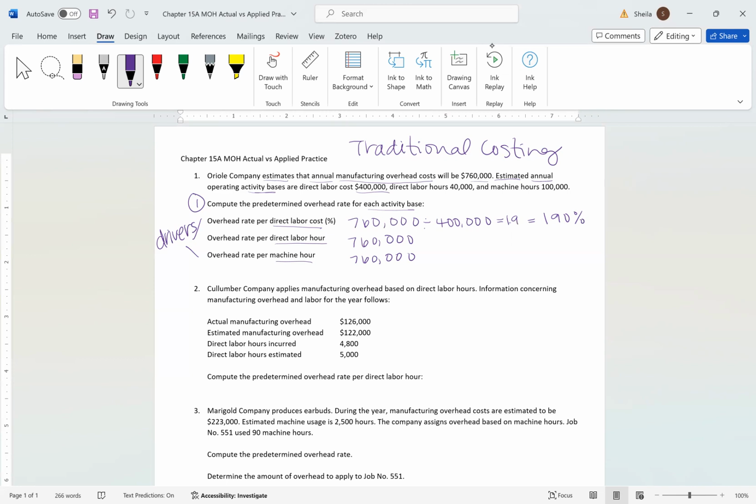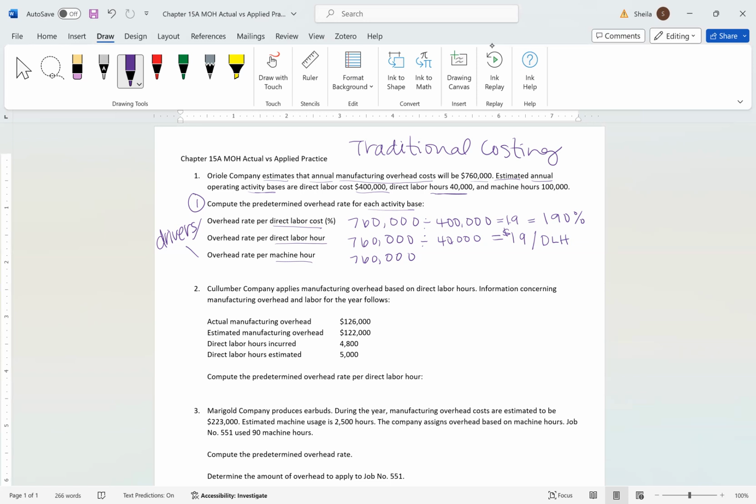Calculating it per direct labor hour, divided by direct labor hours of 40,000. So if I take my 760 divided by 40,000, I get 19. Now this is $19 per direct labor hour. So if I had 20 direct labor hours in my job, I would take that times 19. Cost is a little bit different. You're not looking at the hours, you're instead looking at the cost. So you'd have to know what your total direct labor cost was and then take that times 1.9 or 190%.